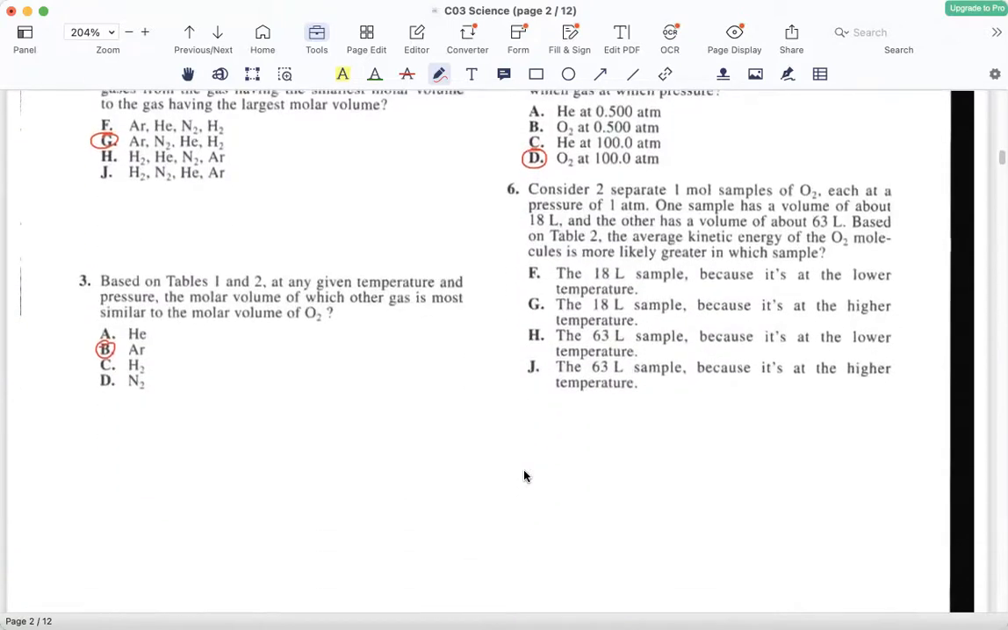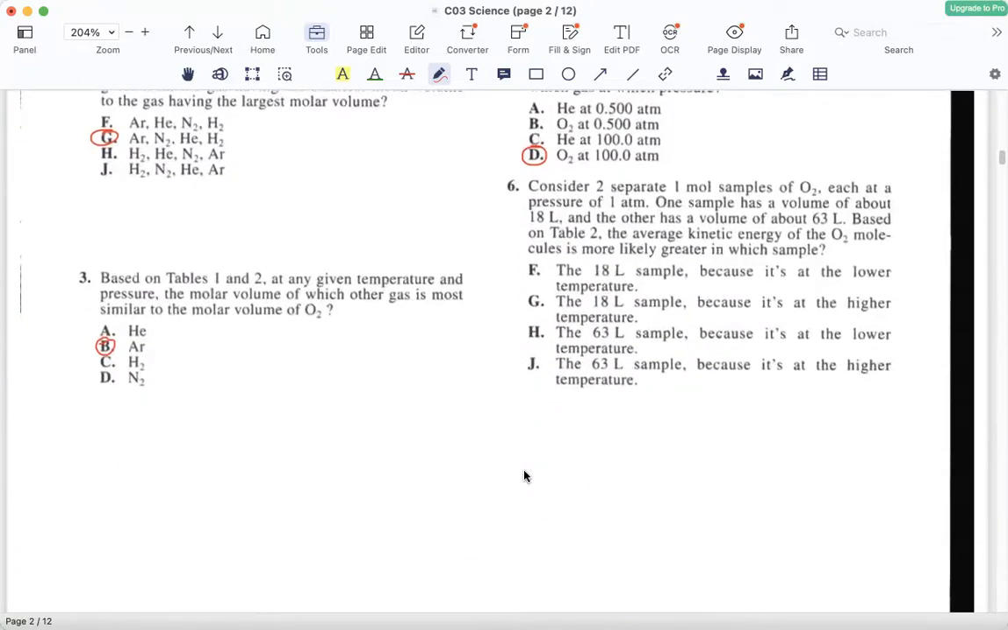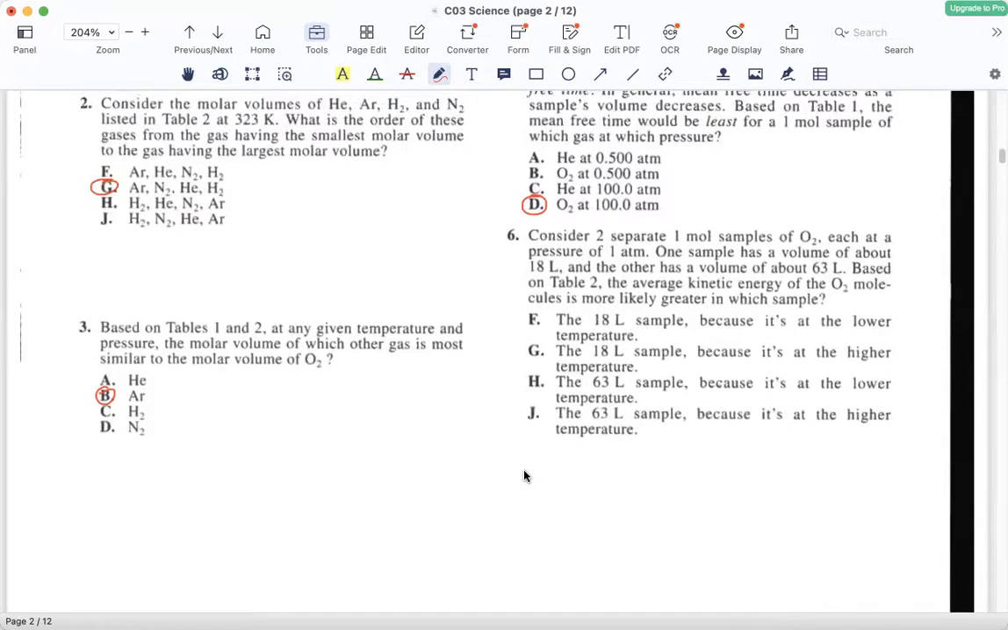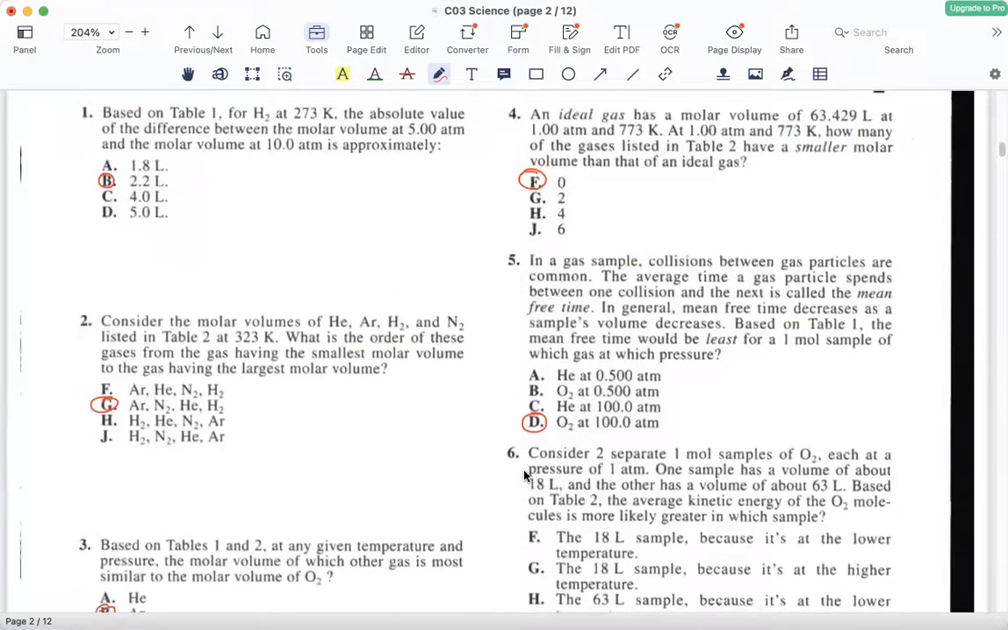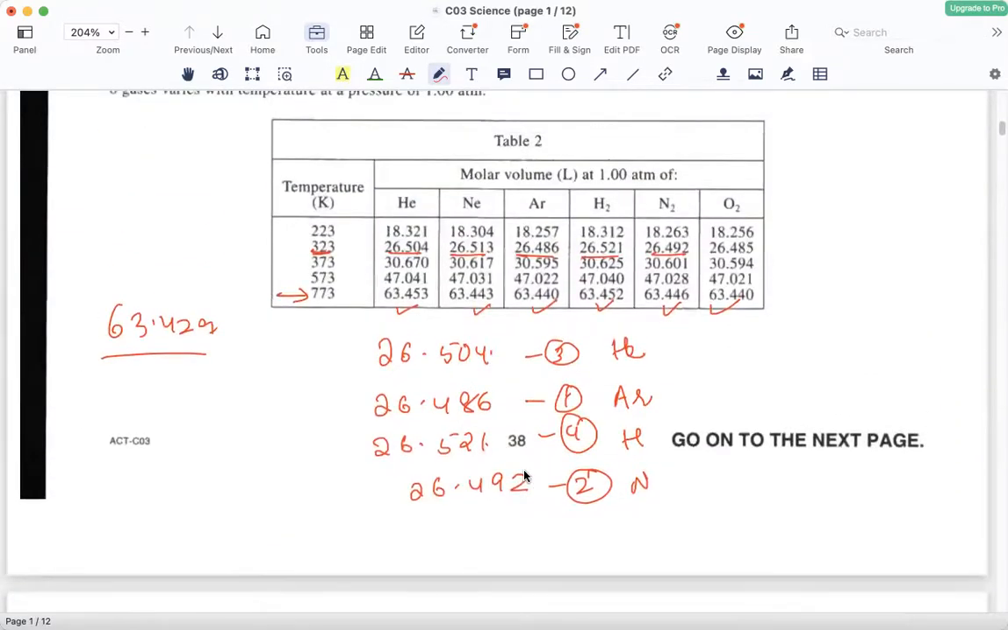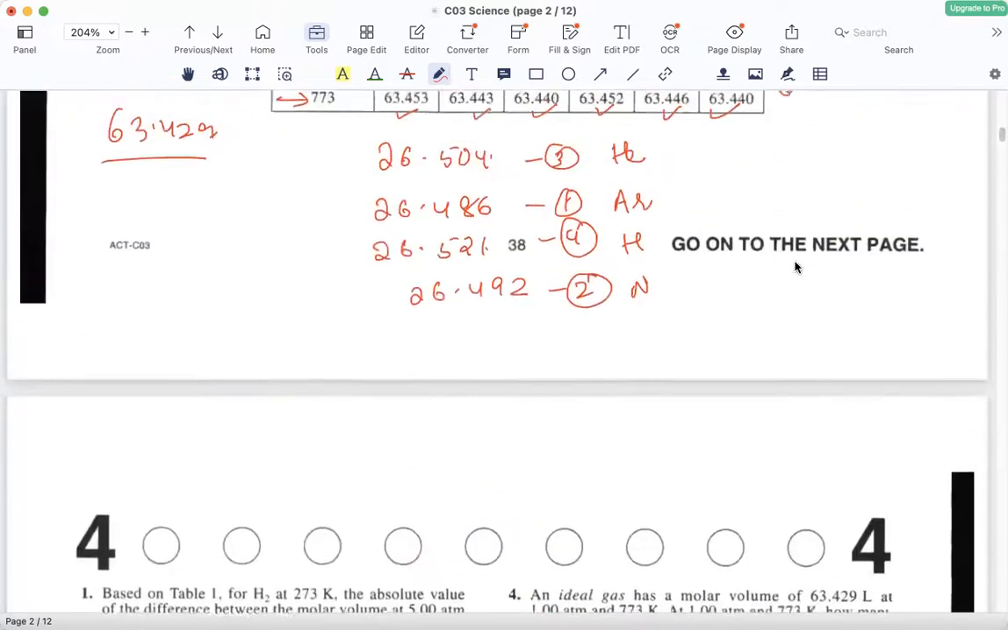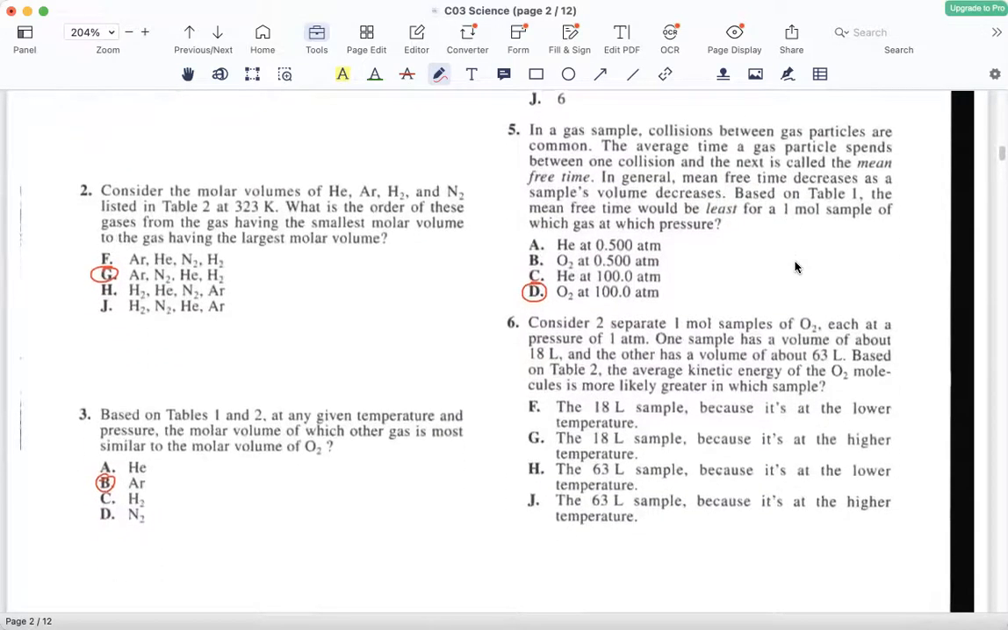Consider two separate 1 mole samples of oxygen, each at a pressure of 1 atmosphere. One sample has a volume of 18 and the other 63. Average kinetic energy of the oxygen molecules is more likely greater in which sample? Okay, so if we have 1 atmosphere and the volume is greater, then the temperature is greater. And if the temperature is greater, then the kinetic energy is greater, right? So it would be the 63-liter sample because it's at a higher temperature.